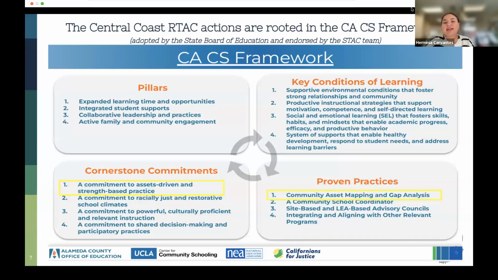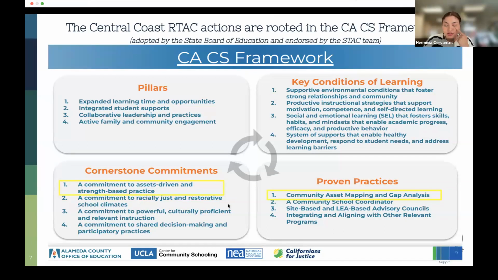So we always want to take a moment to step back and really go over the California Community School Framework, and really focus on why we're doing the sessions and really understand how this relates to the larger, broader picture of community schools. So for today's topic, under the cornerstone commitments, we will be definitely sharing a lot about number one, which is a commitment to asset-driven and strengths-based practice.